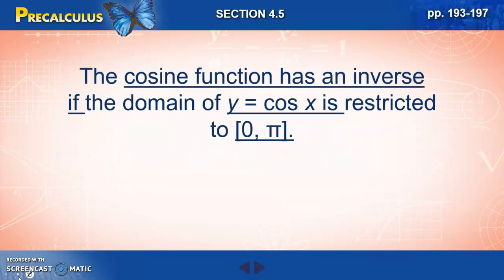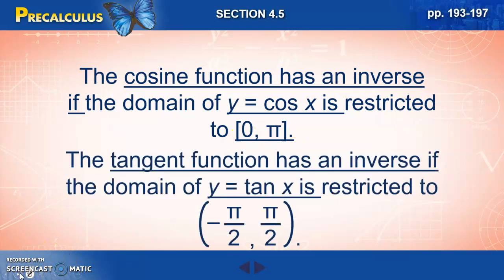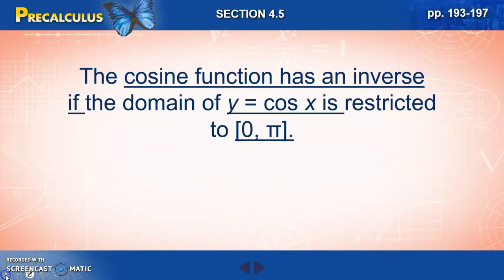The cosine function is also a periodic function. It's not one-to-one, so we also have to restrict the domain on it as well. And so when we restrict the domain of the cosine function, we restrict it to the interval 0 to pi. Tangent is also periodic, and the tangent function also has to be restricted, and it's restricted to negative pi over 2 to pi over 2.